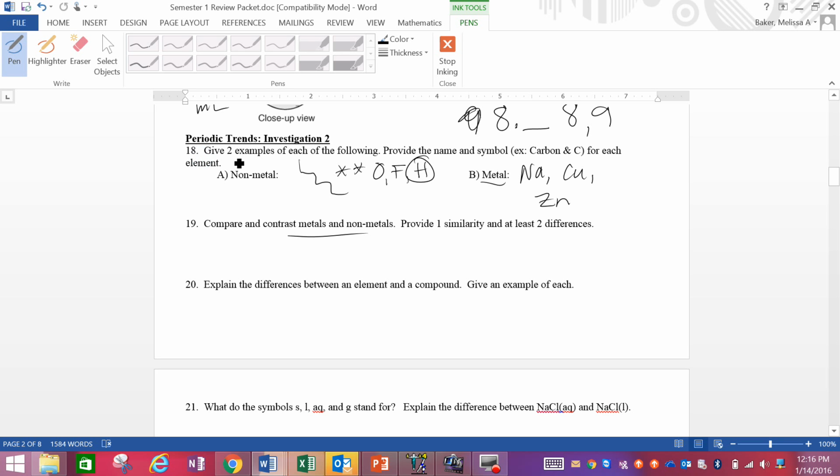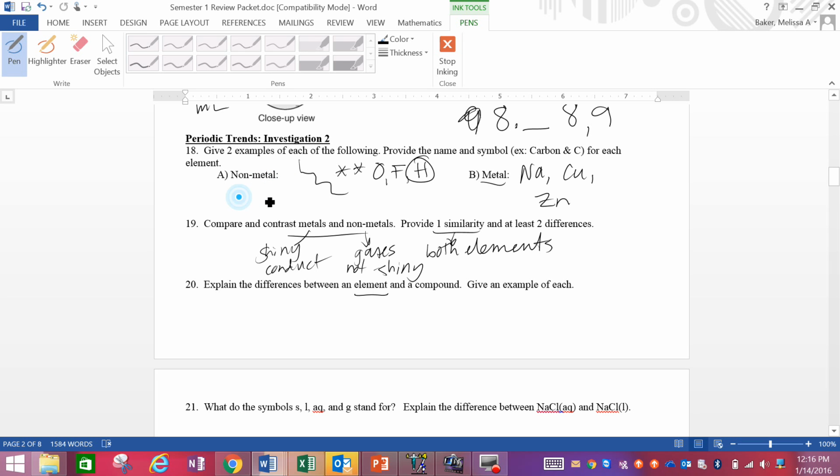Now, compare and contrast metals and nonmetals. What do they have in common? Well, they're both elements. This is a stupid question. Okay? And what are some differences? Metals conduct electricity. They're shiny. Nonmetals are mostly gases at room temperature. They're not shiny. They do not conduct.